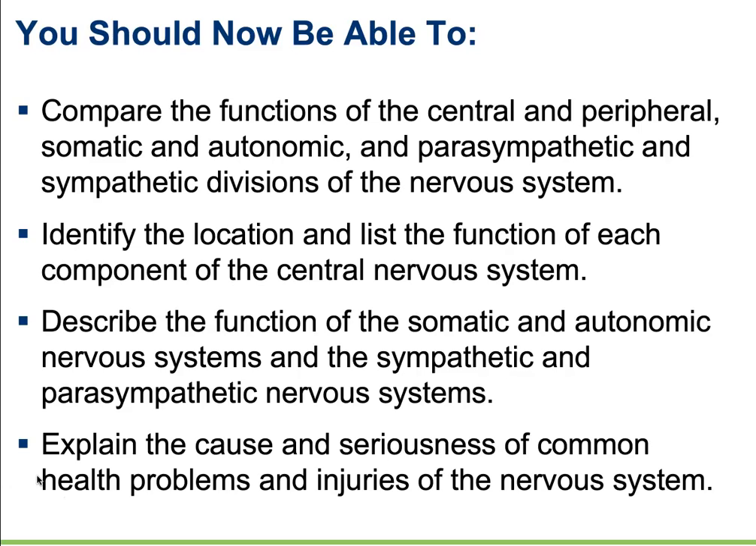This really does go back to bullet point 1, just fleshing it out a little bit further. And then finally, explain the cause and the seriousness of common health problems and injuries associated with the nervous system. Specifically, I'm going to ask you to pick one homeostatic imbalance of this system and then flesh it out. What causes it? What are the symptoms? What are the treatments? So pick one homeostatic imbalance of the nervous system and adopt it as your own. And that's it for this chapter.